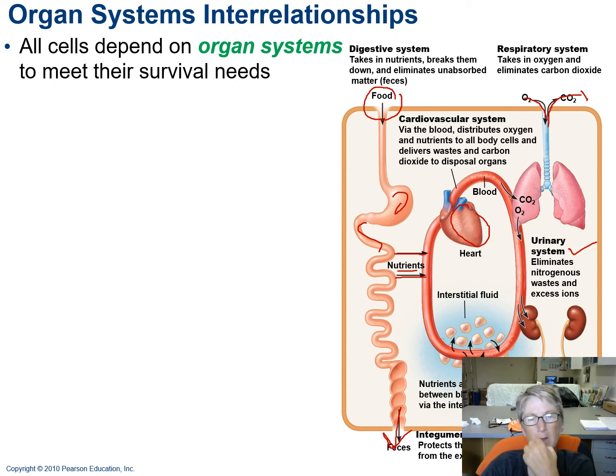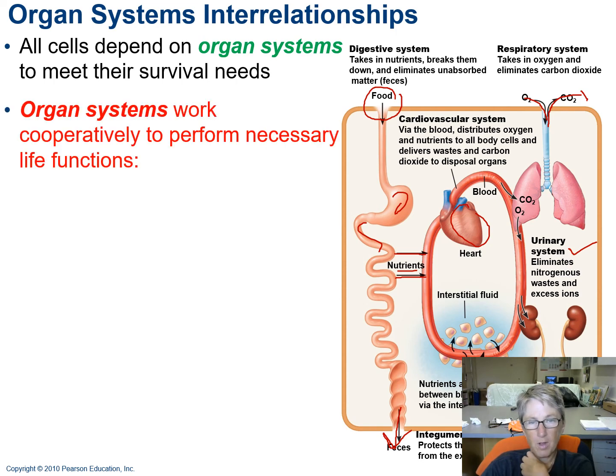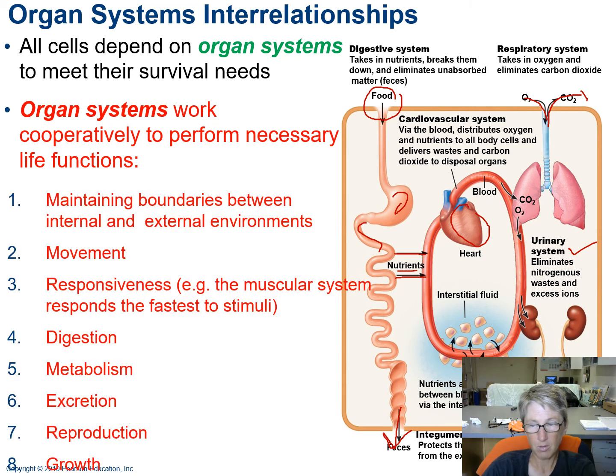All cells in your body depend on the organ systems to meet their survival needs. So it's all about the cells. Organ systems work together in a cooperative fashion to perform all the necessary life functions, and you have to know these. If you are a thing that is alive, then you have to have some way to maintain a boundary between internal and external environments. So even the lowliest single-celled bacteria has got this cell membrane that maintains an internal environment inside the bacteria and an external environment outside the bacteria.